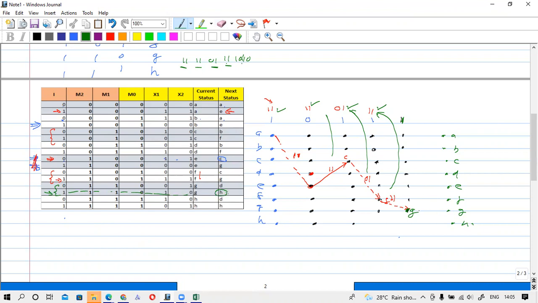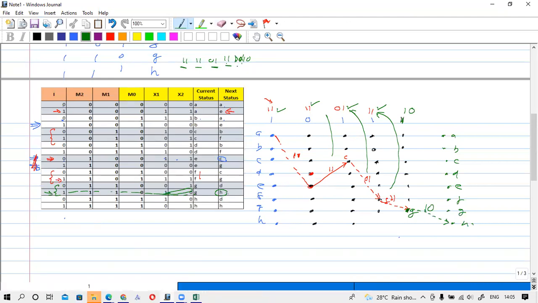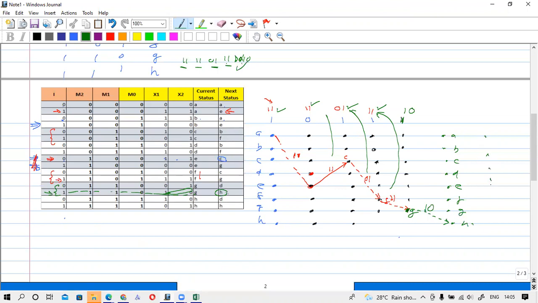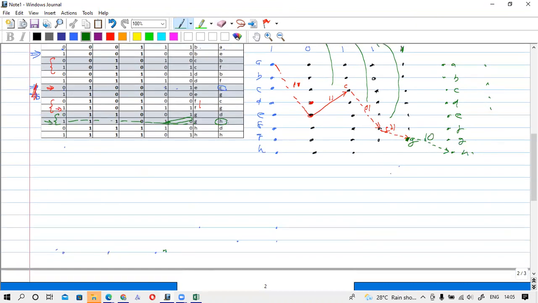So our next status will be H, and it is a dashed line because the input is 1. And what is the output in that case? It is 10, x1 and x2. It is 10, this output. So here again, it is 10. And this output also will be 10. Correct? And please do this one also. You will get 10 again. I hope it is okay.